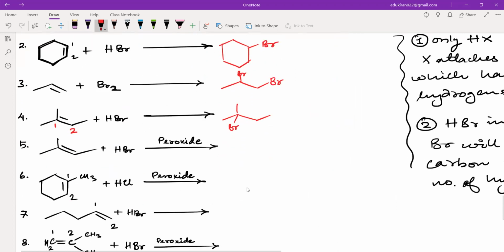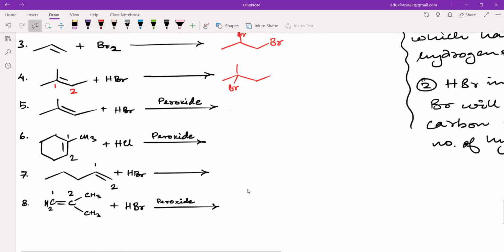There is no peroxide. But if I look at the fifth one, it will attach on the second carbon in the presence of peroxide. Why? Because that is less substituted and it has more number of hydrogen atoms. Br, and here it will be CH3. Right? Or where did you put it, it is Cl, not Br, but rather Cl. Yeah, I did this only, sir. You did this only. Okay.